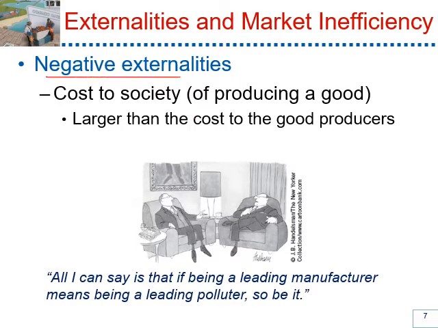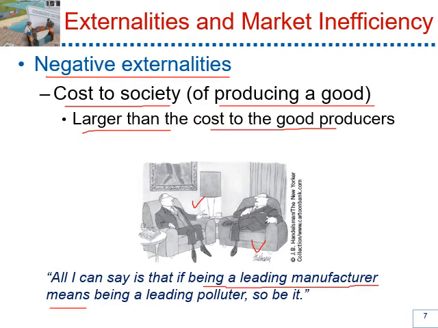So how do we measure negative externality? Negative externality is measured by the cost to society of producing a good. Usually that cost is larger than the private cost of producing the good. Look at this: the CEO of a company says to another CEO, all I can say is being a leading manufacturer means being a leading polluter, so be it. You can see that he doesn't care about polluting the environment. What he cares about is just producing the goods and services.